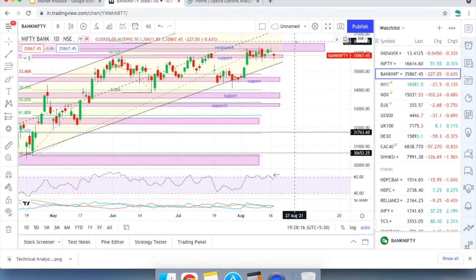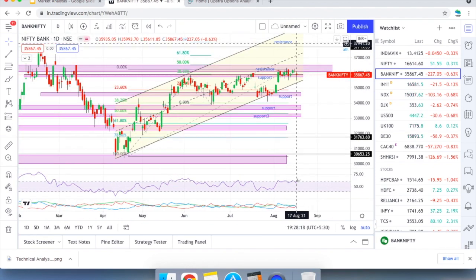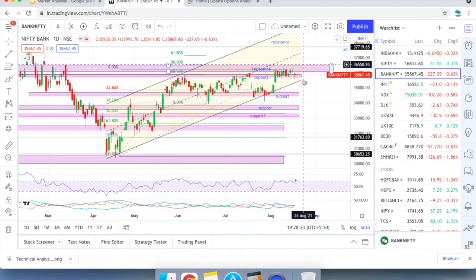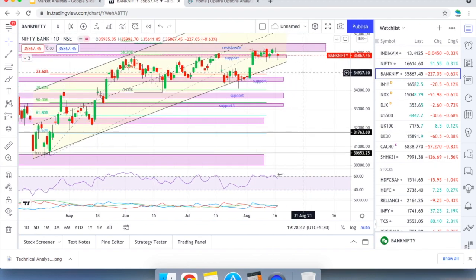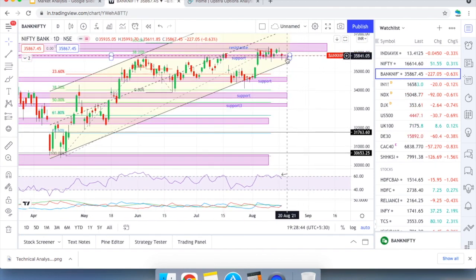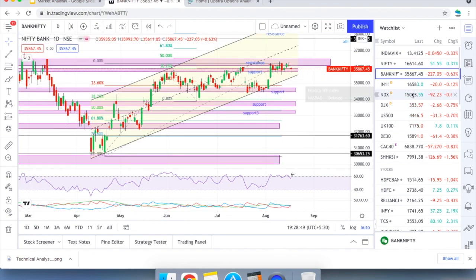So it has to cross this 36,500 for sure as the first resistance, and after that it has to cross the 37,700. Below that, once it slips out of this 35,600, then you get support at the FIB 23 level of 34,800 kind of levels, right, to 34,400 there. So that's nearly 1,000 points of dip, which may not happen. Most likely it may consolidate here. So that's about the support and the resistance levels for the Bank Nifty.